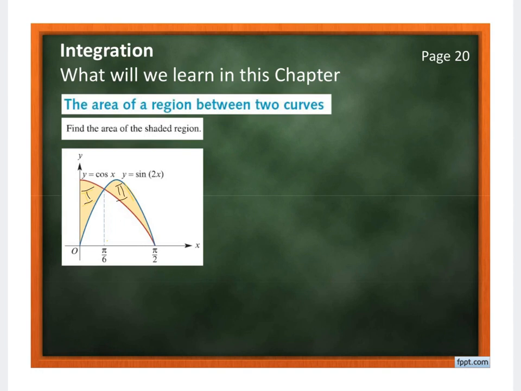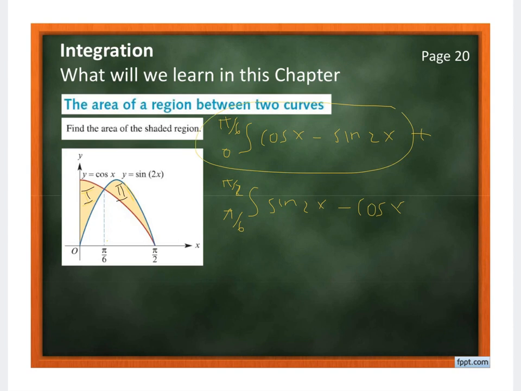So the first area is the integral from 0 to pi over 6. Cos is above, so cos x first, minus sin 2x. For the second area, sin is above, so sin 2x first, from pi over 6 to pi over 2, sin 2x minus cos x. We try to finish this first part.